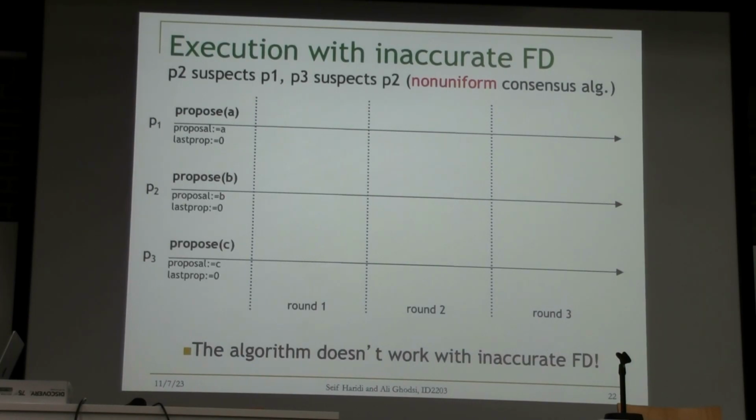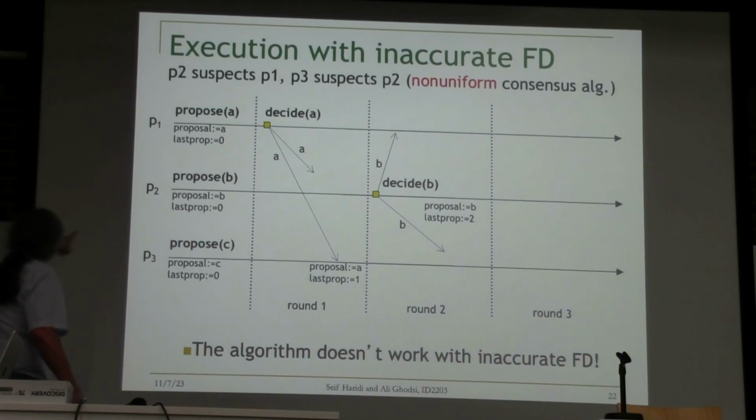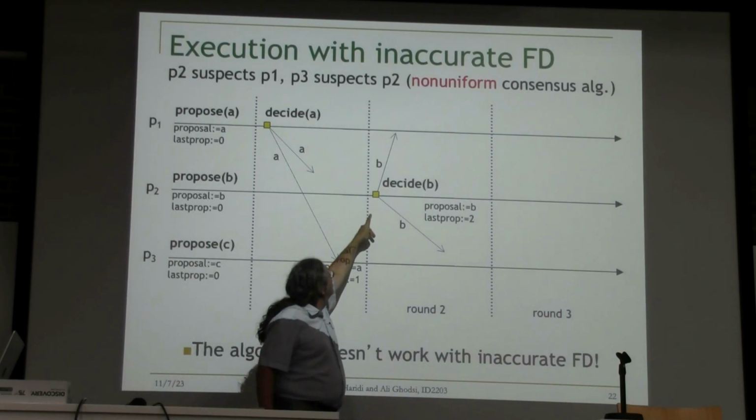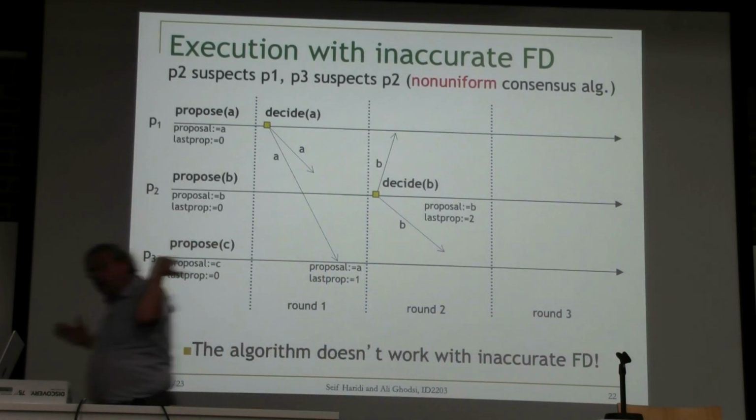Okay? So here, for example, P2 suspects that P1 has failed. That's a mistake, but it's allowed to do that. P3 suspects that P2 has failed. It's also a mistake, but it's allowed. With eventually perfect, it's allowed to make mistakes. So, P1 decides, but P2 thinks that P1 has failed. So P2 will also decide, but on a different value. P2 thinks that P1 has crashed, so P2 goes here and decides B. So already we have a problem here, huh?